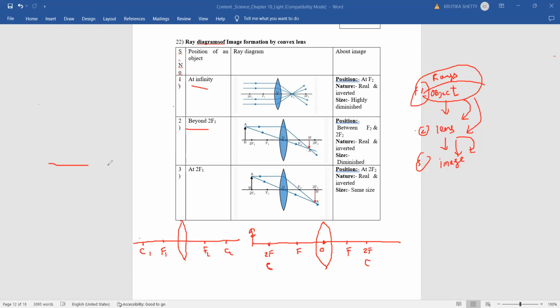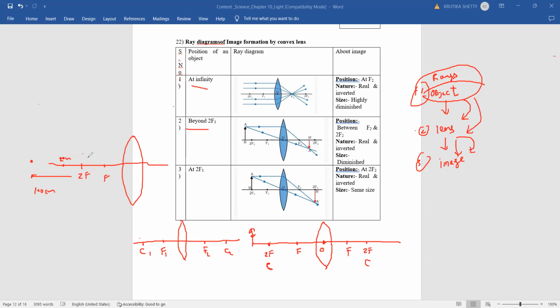I will tell you simply. Suppose this is the lens. If this is f, and then this is 2f, then infinity is a point which is very far from 2f. Suppose 2f is 100 centimeters. Beyond 2f may be just 20 centimeters away from 2f. Infinity means it is very, very far compared to 2f.